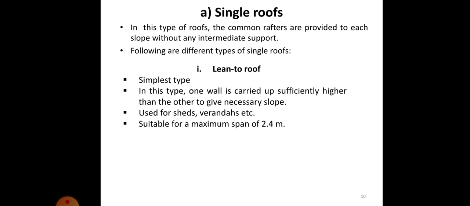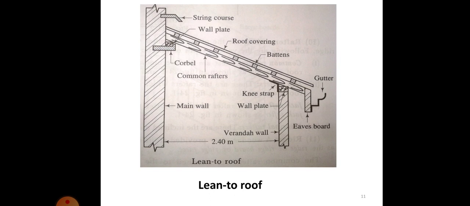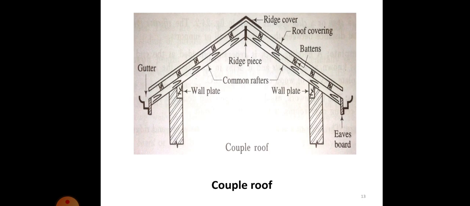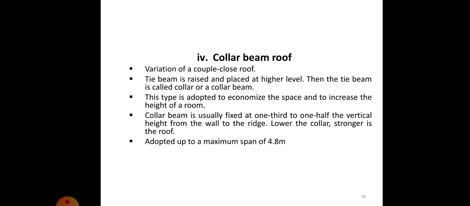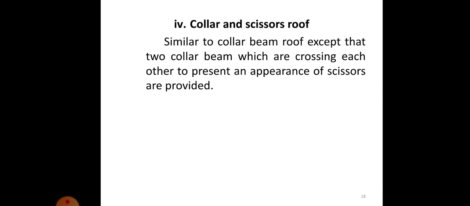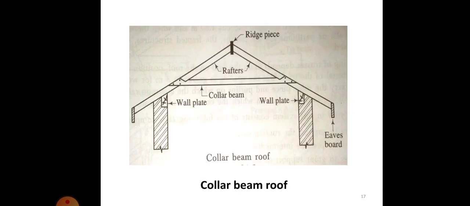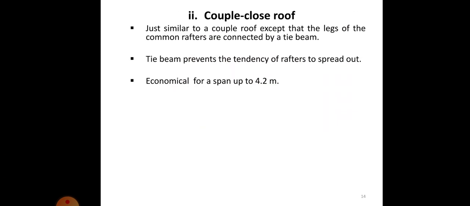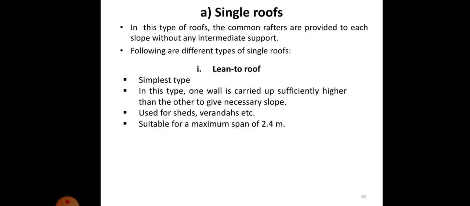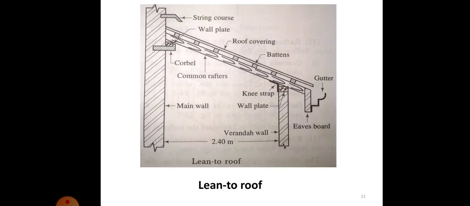The single roof can further be classified into different types. They are the lean-to roof, the couple roof, couple close roof, collar beam roof, and collar and scissors roof. We'll see what they are. The lean-to roof is actually the simplest type of roof, mainly provided for the sheds or veranda portion of a building, and hence it is also called a shed roof.